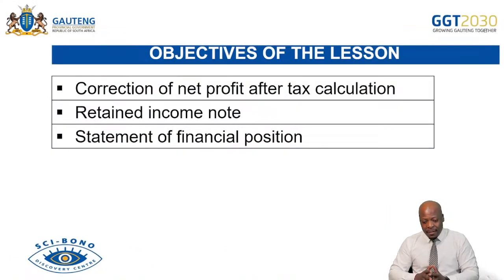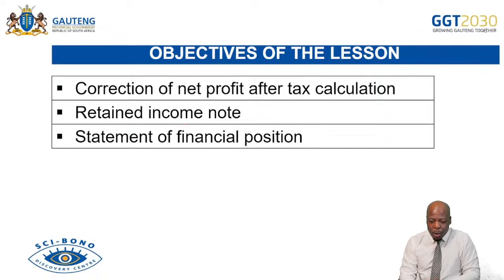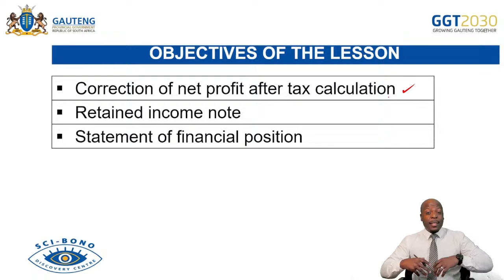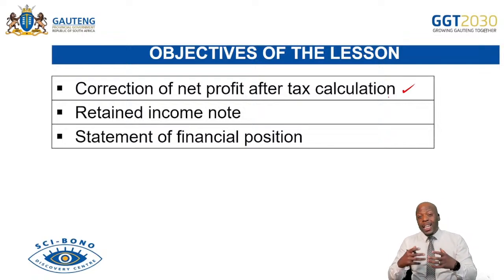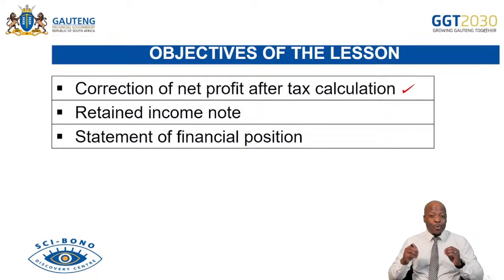Here are my objectives. As I had said earlier on, I will be focusing on the correction of net profit after tax calculation. All right, so this is a situation where you are given an incorrect amount and then you have to calculate the correct amount. We're going to be doing that in today's class, and I've prepared two activities for you. So if you struggle in this area, we should be able to solve all your problems today.